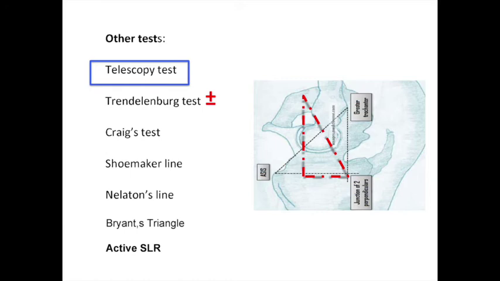I have marked telescoping as first because this straight away takes you away from a non-union. So if telescoping is present, it takes you away from a non-union, it takes you away from a neglected posterior dislocation of the hip. Now Trendelenburg test, a classic malunion of the trochanter, there will be a positive Trendelenburg test.